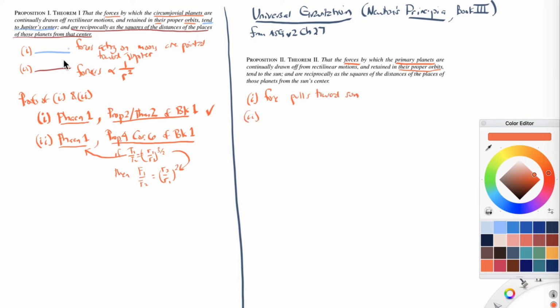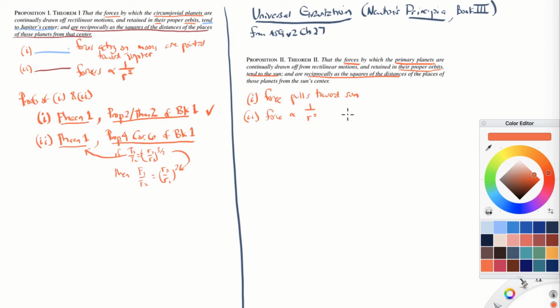And secondly, I'm not doing my color coding thing over here. I'm not entirely happy with that. I'll just say it right here. These forces tend to the sun. And secondly, they are reciprocally as a square of the distance of the places of those planets from the sun. In other words, the force acting on the planets is proportional to 1 over r squared, where r is the distance of each planet from the sun.